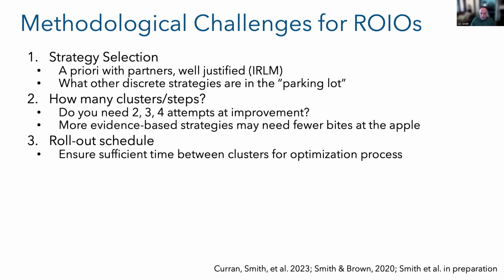In your actual rollout schedule, you need sufficient time between clusters for the optimization process to occur, which means you need enough time to collect data, to process that data, to get input on what the data is saying, and to make decisions about what is going to be changed for the next sequence in the rollout, where you also have to actually have time to prepare. I will talk about this later, but in most of these trials, we're looking at a 9-month step, which is much longer than a traditional stepped wedge step. Those are usually 3 months, 4 months, 6 months. But 9 months we've found is what it takes to get all those pieces done in time to roll out in your subsequent sequence.